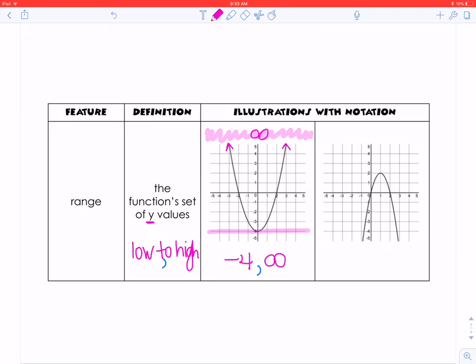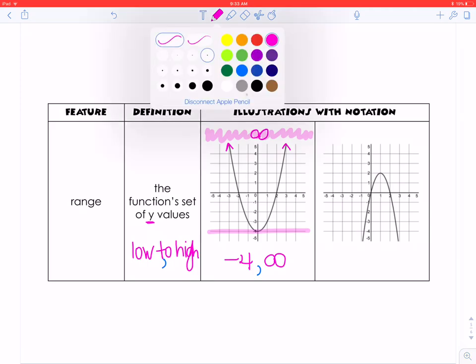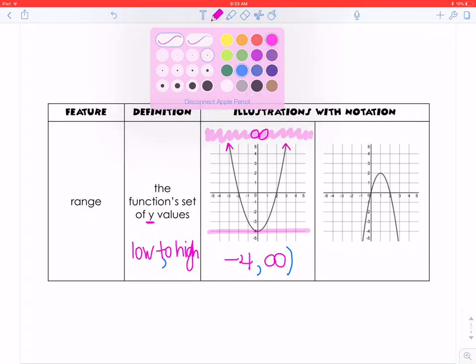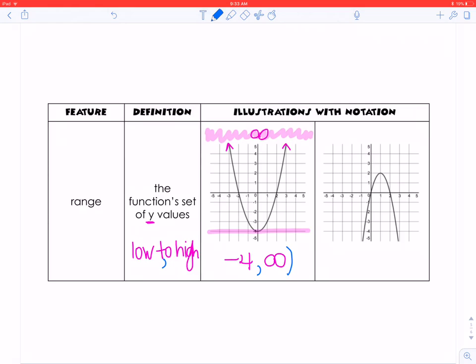Now, we said when we were working with our domain that we are never going to be able to stop infinity. We can't stop that. It keeps going forever, so we use our open parenthesis. But -4 is the lowest. It stops. That is a point on our graph, and that is the very lowest point, and there's nothing lower than that. It doesn't keep on going. So we don't use open parentheses if it actually does stop. And so it stops at -4, and we're going to show that by using our square bracket.